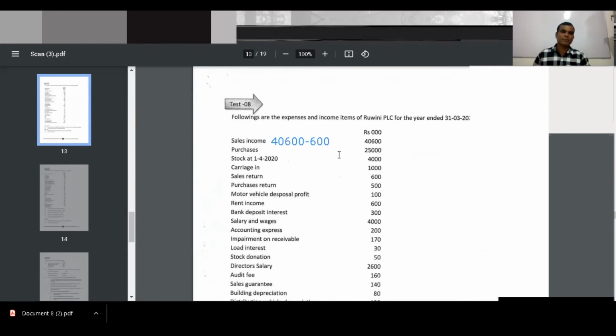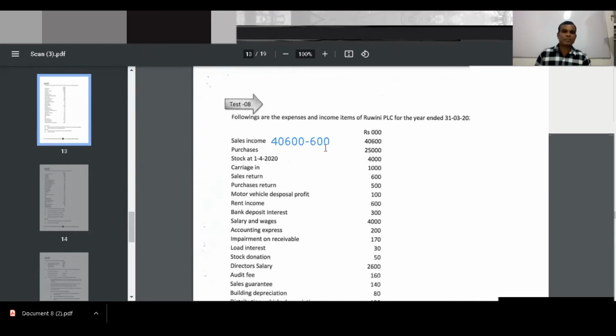Then purchases, working number one. Stock, opening stock, at the top of working number one. Here purchases under that, and carriage inwards under that, in the calculation of cost of sales.